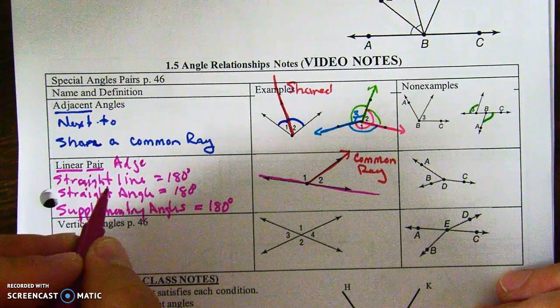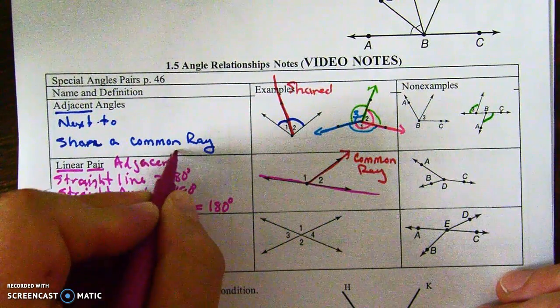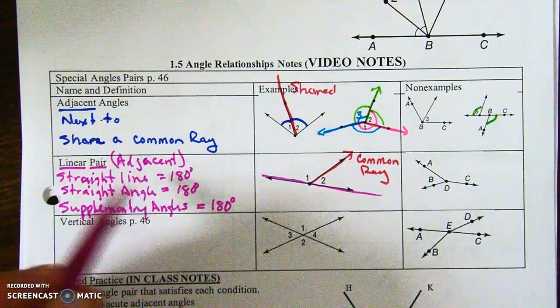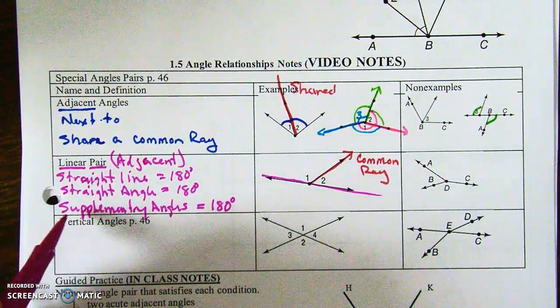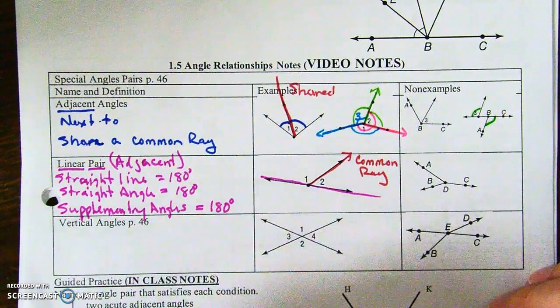Oh, see, I'm spelling it wrong. Adjacent. Okay, they have to be for a linear pair to work. Therefore, if they're adjacent and they're a straight line, or a straight angle, that means they're supplementary. They also equal 180 degrees. So supplementary angles have to have two of them for that.